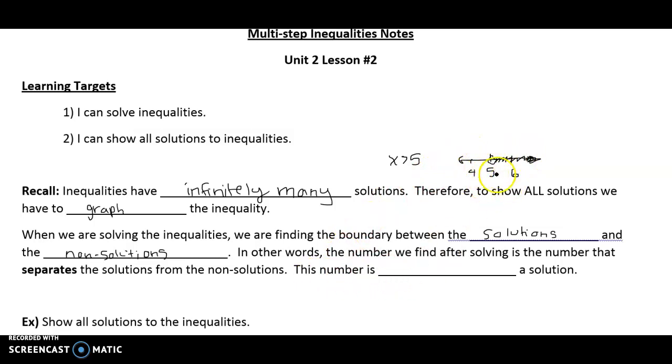So this boundary number, for example 5, is only sometimes a solution, okay? Here it's not, because x has to be bigger than 5. So 5 would not be a solution. It's just the boundary. So 6 would work, but 5 wouldn't, whereas if it was x is greater than or equal to 5, a closed circle, that's when 5 is part of the solution, okay? So understanding the difference between that, okay?